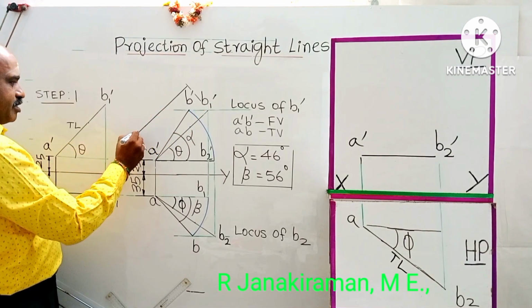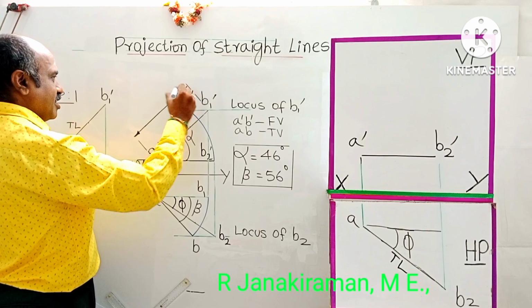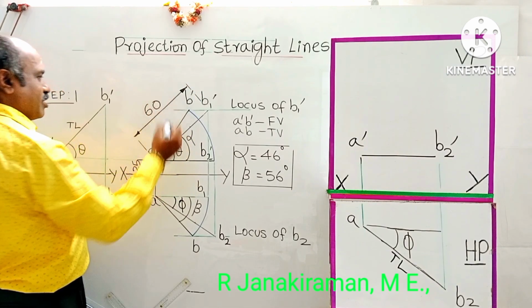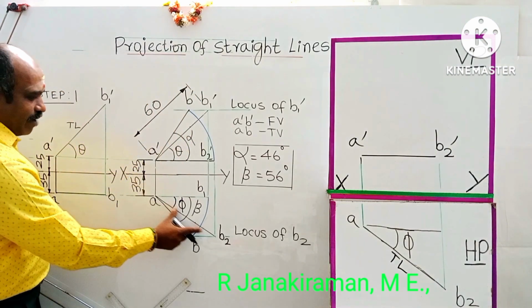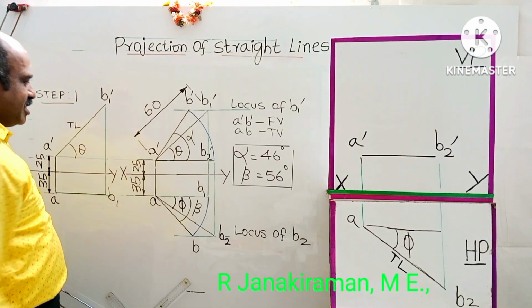Put the arrowheads, shade the arrows, and write the length: the true length of the line is given as 60 mm, at the center of the line, above the line. You need not repeat this for AB2. AB2 is also the true length. Marking any one is sufficient.